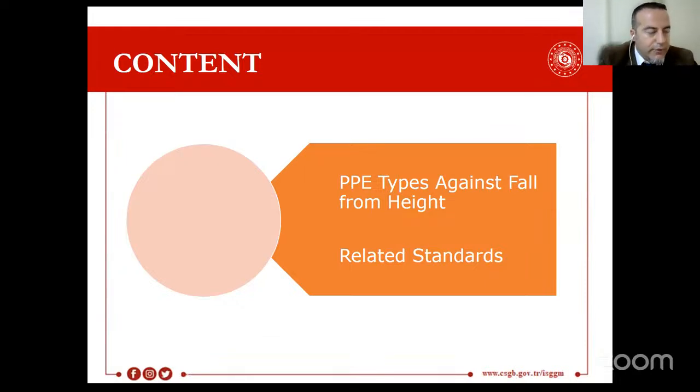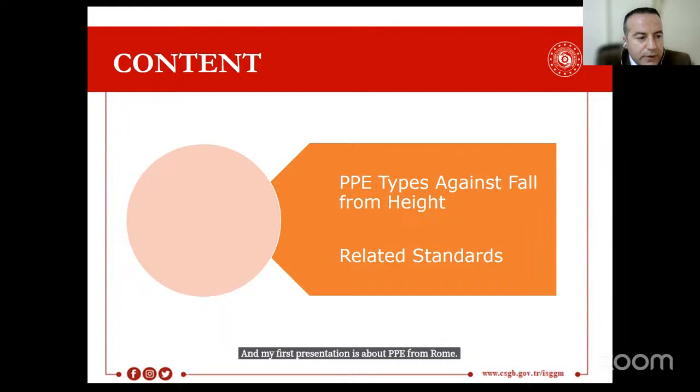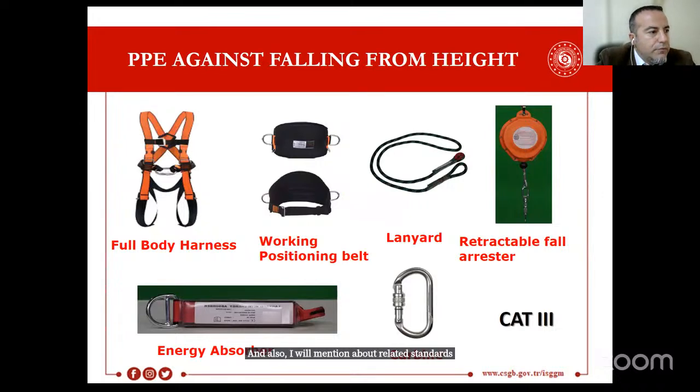My first presentation is about PPE against fall from height, and I will also mention the related standards. The types of fall from height equipment are here, as you see: full body harnesses, working positioning belt, lanyard, retractable fall arrestor, energy absorber, and carabine connectors. These are category 3 equipment because they are a high risk group.